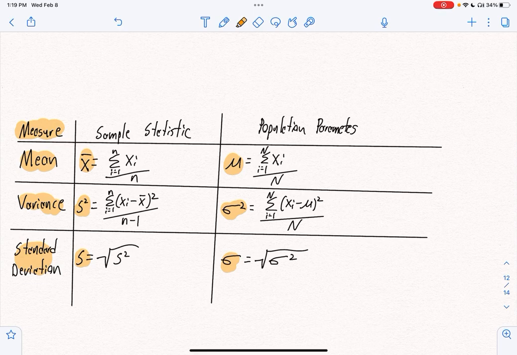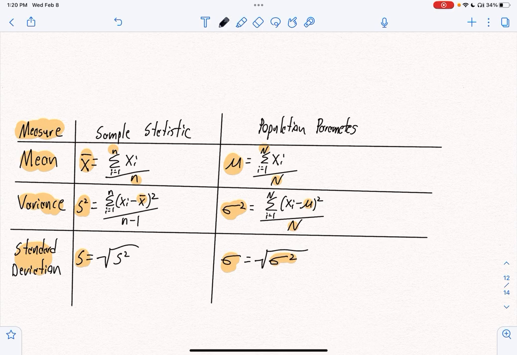And you can see these formulas are very, very similar. So for the mean, they're the exact same formula. The only thing that's changing is that instead of using little n, we're now using big N. With the variance, same thing. We're changing little n to big N, but now we're going to replace x bar with mu, because mu is the population mean. And we're also only dividing by N, not n minus 1. And then with the standard deviation, we're just replacing s squared with sigma squared.